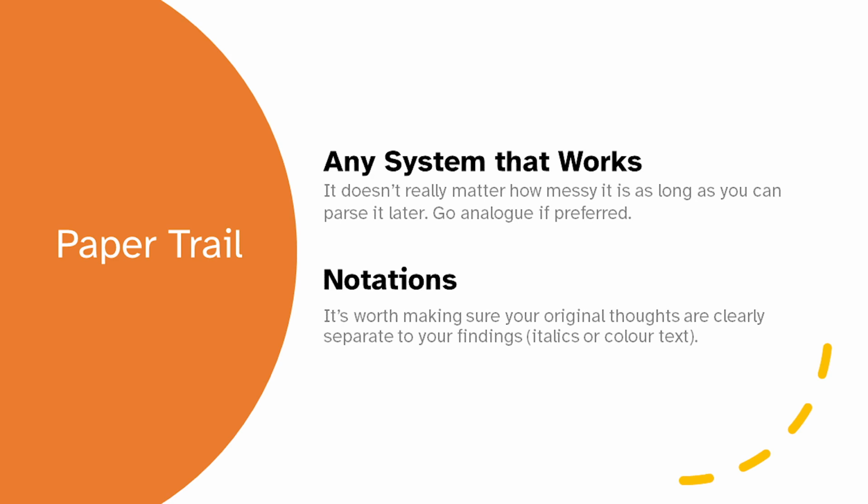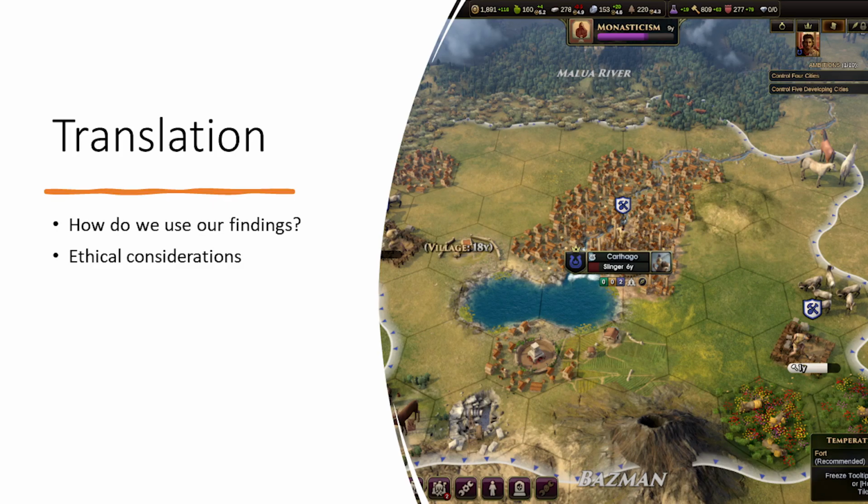So the notes we have from research are not the end of the process. What comes next is an act of translation, as we take our findings and work out how best to use them in the game. The constructed systems and context of a game are never the same as those in the real world, so there's a number of considerations in how we use our research.